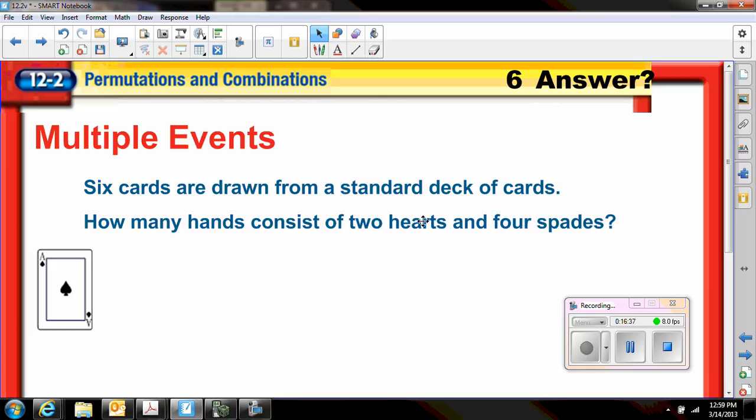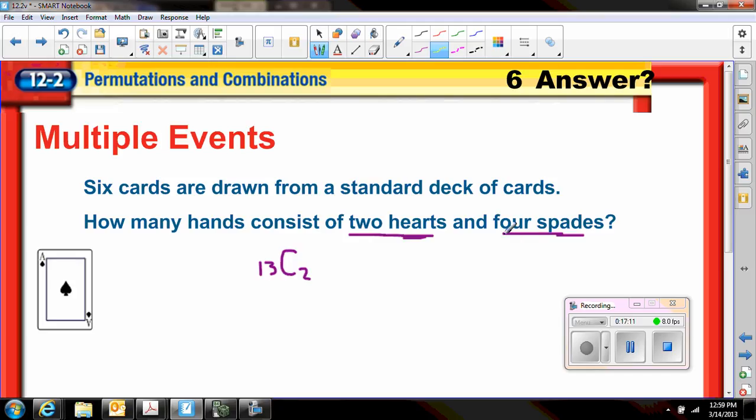So, first thing you know about a standard deck of cards is how many hearts and how many spades there are. Well, there's 13 hearts, there's 13 spades. For those of you who don't know cards very well, there's also 13 clubs and 13 diamonds. So I want to choose 6 cards. Let's start off with the 2 hearts. There's 13 hearts. I want to choose 2. Notice, order does not matter. 13 hearts, choose 2. Doesn't matter how they come. I then want to choose 4 spades.